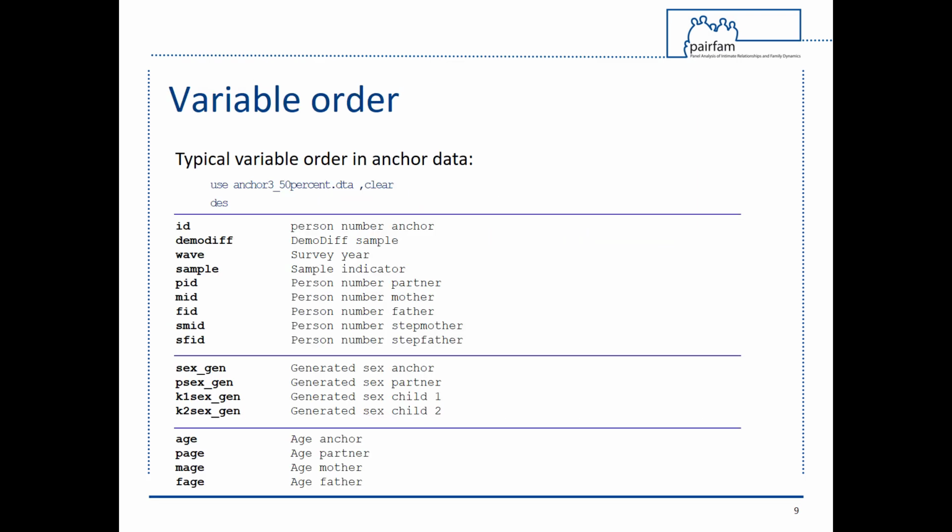Is there a specific order to the variables? All anchor datasets have the same variable order. Note that this table does not include the full list of variables, but only an excerpt of each variable type. Identification variables are listed first, followed by sample indicators and the survey year. Next are the generated birth and gender identifiers, followed by further generated variables, for example age and macro variables.